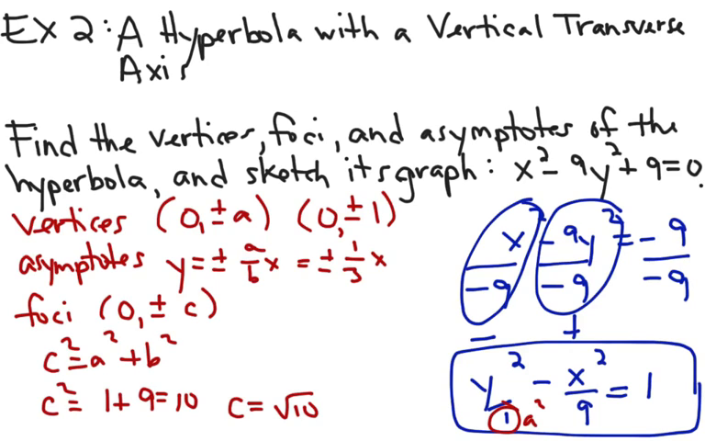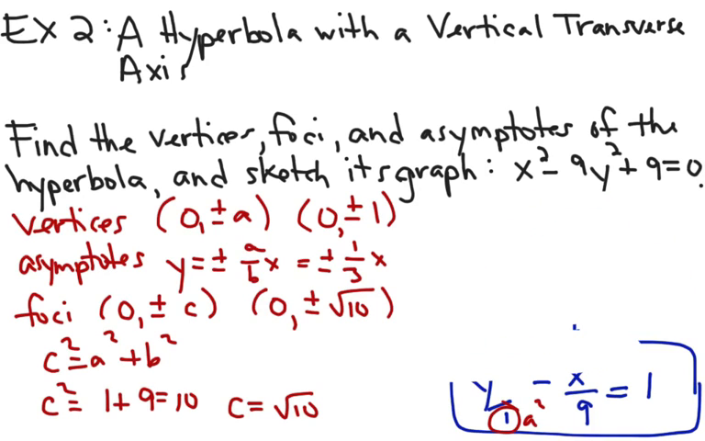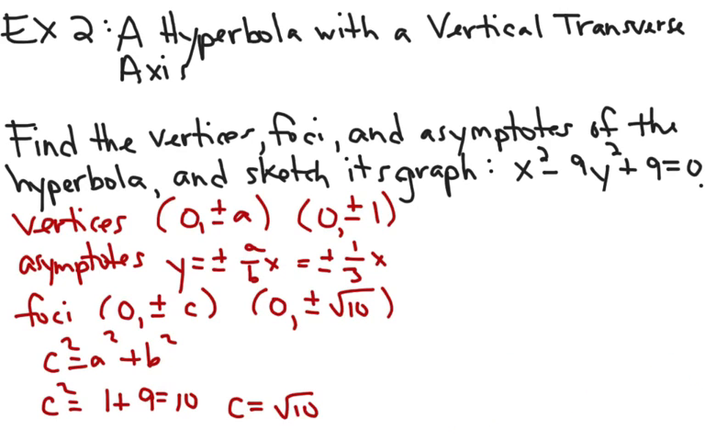So the foci are at 0, plus or minus the square root of 10. Now I can go and draw a quick sketch of this. So I'm going to get rid of this. My y squared over 1 minus x squared over 9 equals 1. So let's draw a little sketch here.